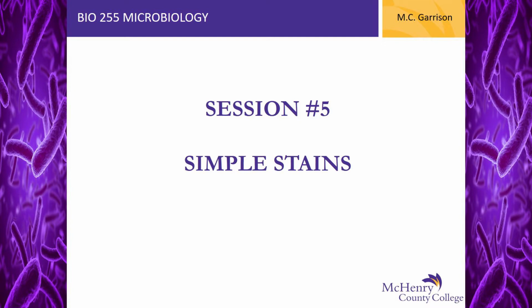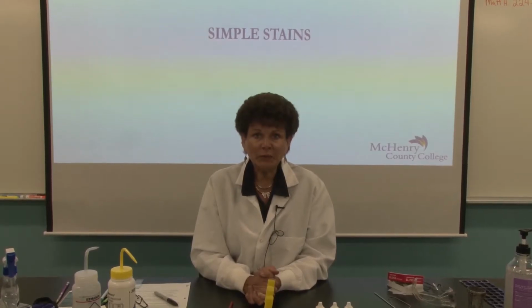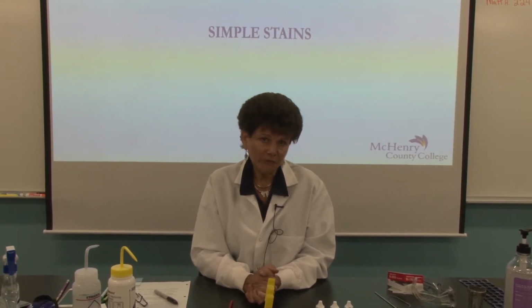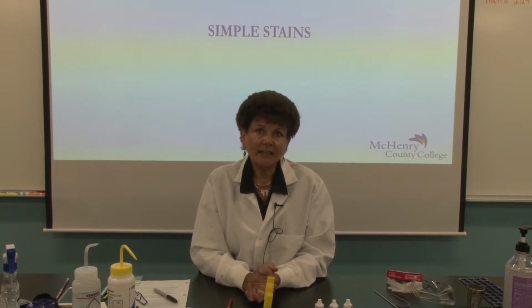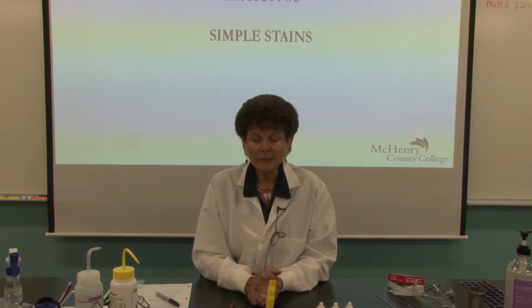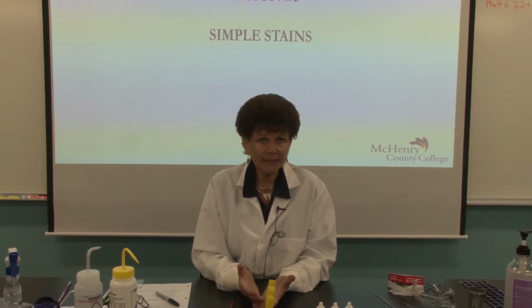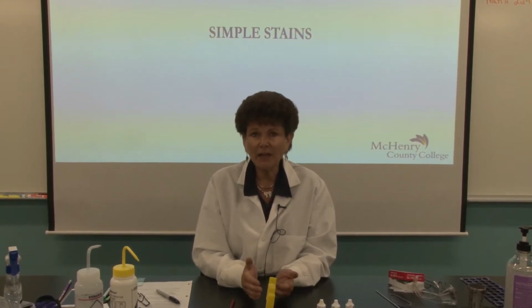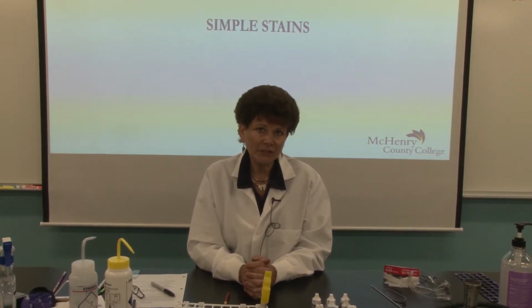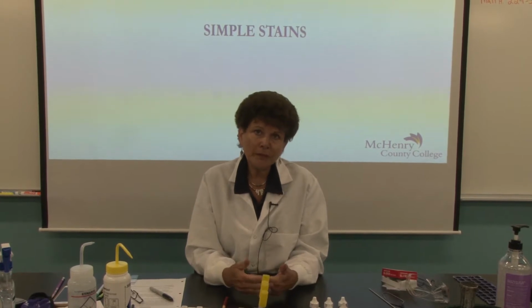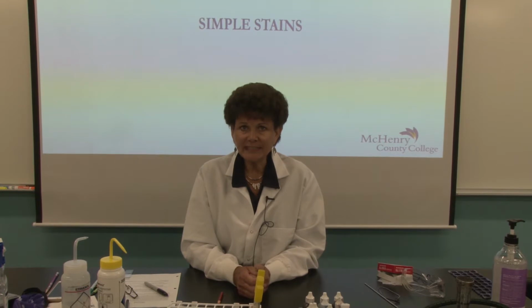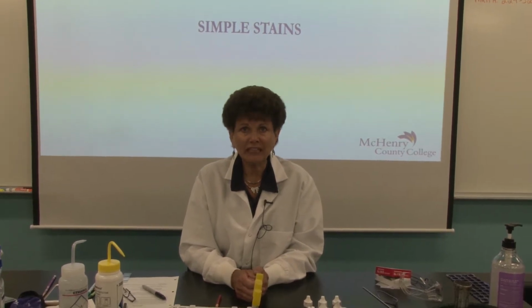If you recall from the last session, we viewed living organisms under the microscope. And the problem with viewing living cells using compound light microscopes with bright field microscopy is that the background is almost as bright as the cell itself. So there's very little contrast between the living cell and the slide background. That makes it difficult to view. To improve the ability to view bacterial cells, we are actually going to stain them using microbiological dyes.